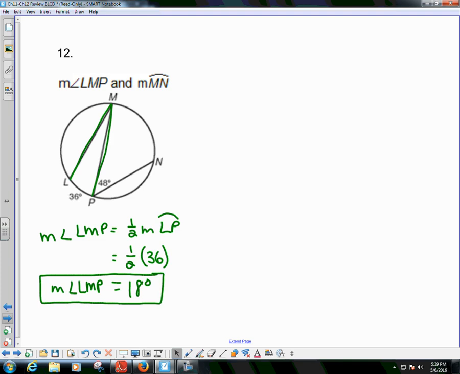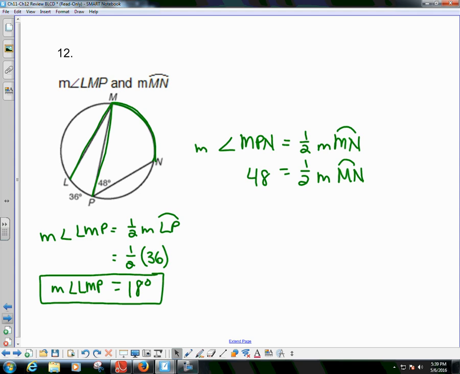I need to figure out arc measure MN, the measure of this arc right here. And I can say that the measure of angle MPN is equal to 1/2 the measure of arc MN. I don't know what the measure of arc MN is, but I do know that the measure of angle MPN is 48. And to figure this out, I'm going to multiply both sides by 2. That 2 cancels out that 1/2, and I can say that the measure of arc MN is 96 degrees.